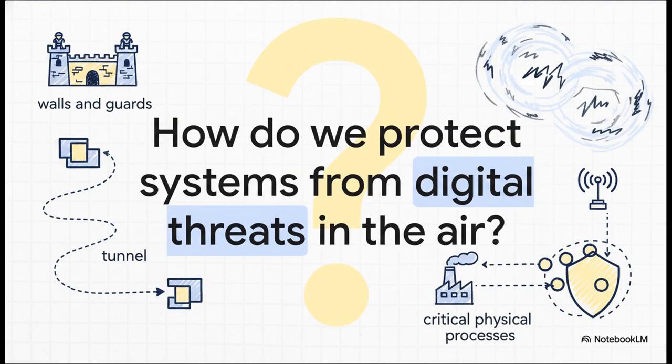So this all leaves us with a huge question to think about. We've spent all this time learning how to build digital walls and control the flow of data through physical wires. But what do we do when the network itself is invisible? How do we adapt all these core security ideas to protect our most critical physical systems from threats that are literally just floating through the air?